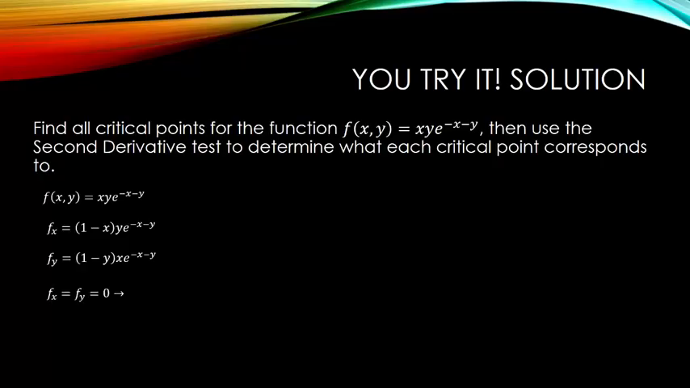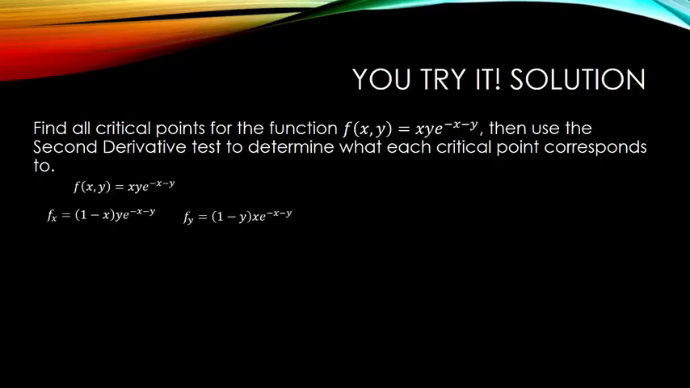Fx is equal to Fy is equal to 0 implies that x will equal 0 or 1 and y will equal 0 or 1. Plugging these values in, we find that my critical points are at the point 0, 0 and at the point 1, 1. Now I need to find my second derivatives. Fxx is equal to the quantity x minus 2 times y times e to the negative x minus y, and Fyy is equal to the quantity y minus 2 times x times e to the negative x minus y.